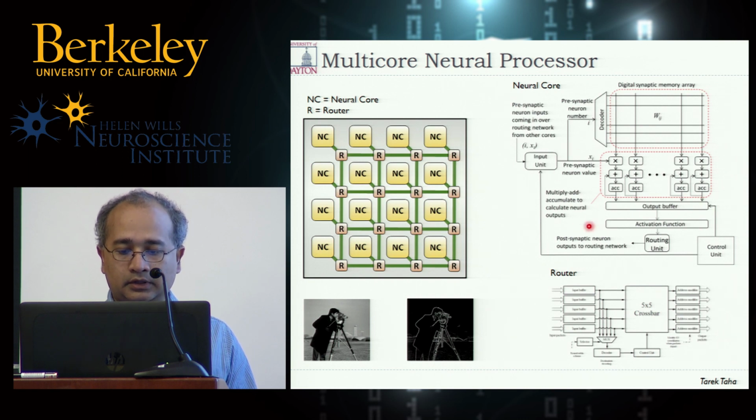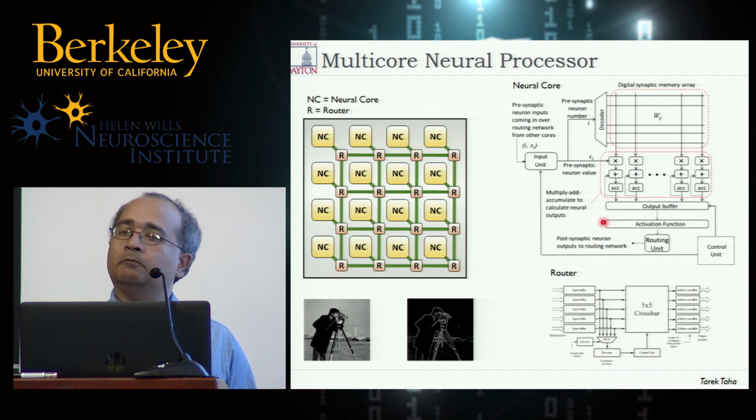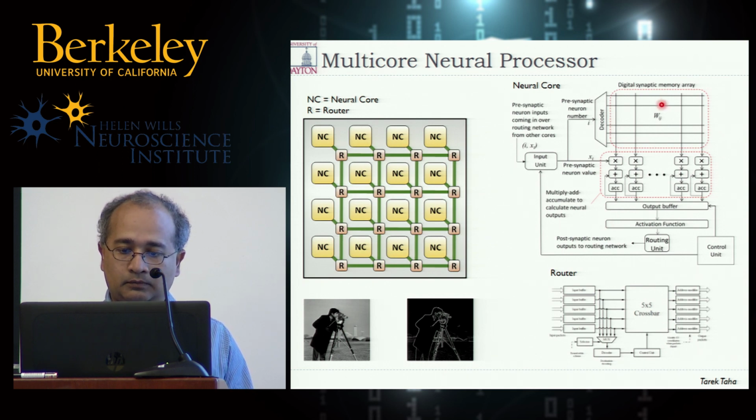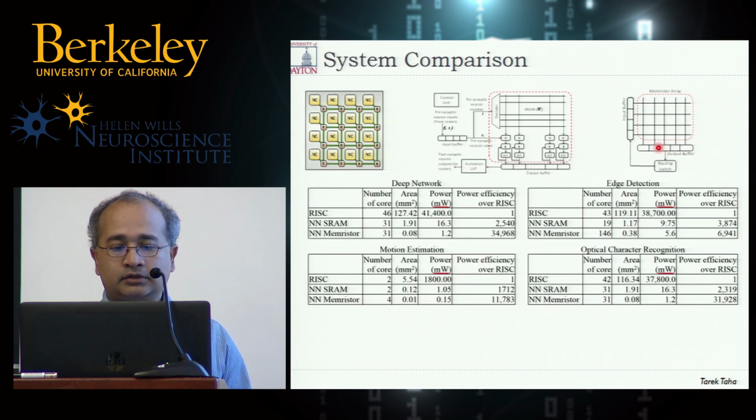As I said, we evaluated every single component of this system, including static power loss and the time for routing. We actually simulated the Memristor crossbar also in SPICE to look at the timing and power consumption. And these are the results we got. We looked at several applications: deep networks, edge detection, motion estimation, optical characterization, with the inputs coming in at approximately 30 frames per second.